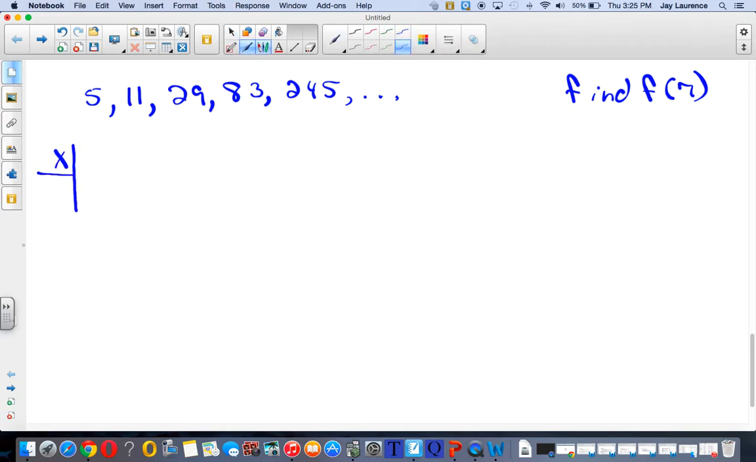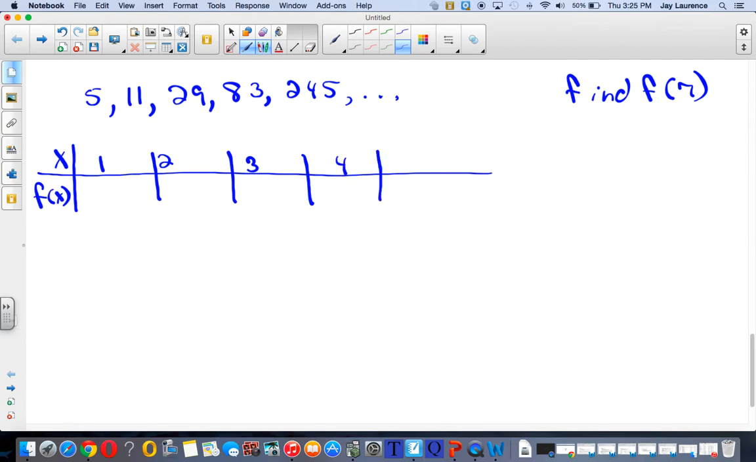So go ahead, pause it, make your table. x and f of x. 1, 2, 3, 4, 5, and n. First term is 5, second term is 11, third term is 29, fourth term is 83, and the fifth term is 245.